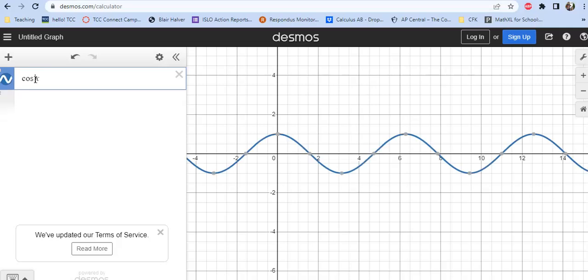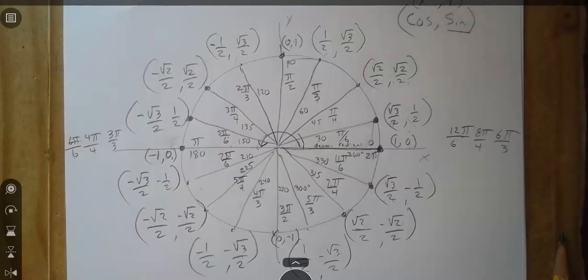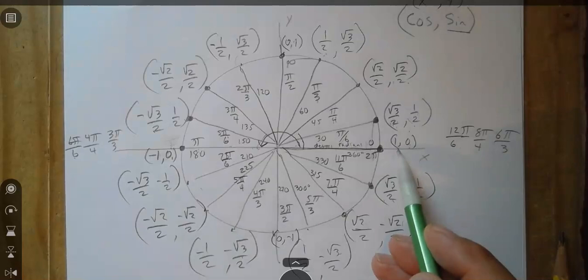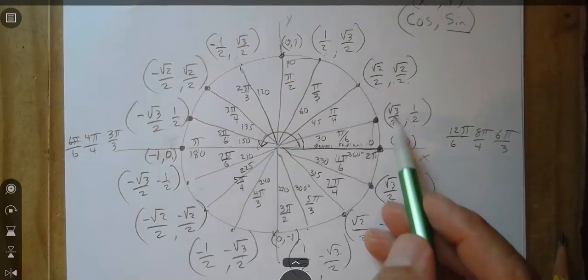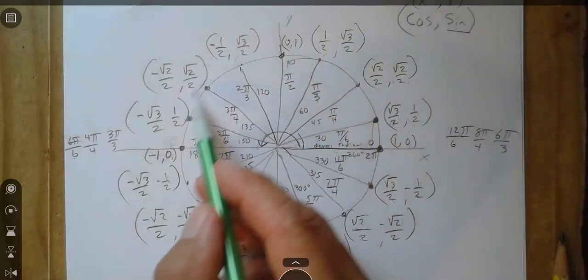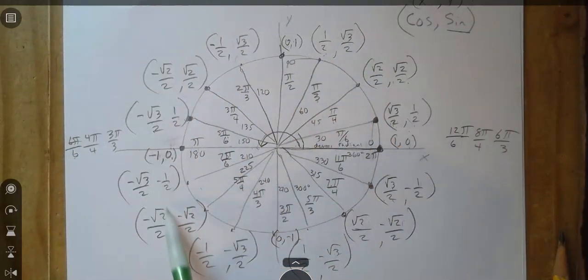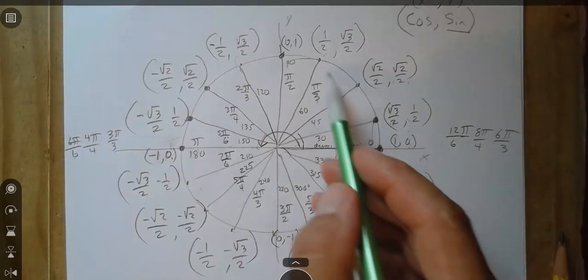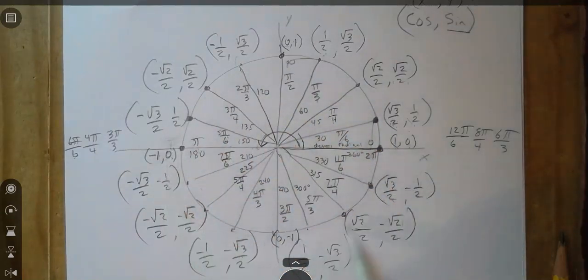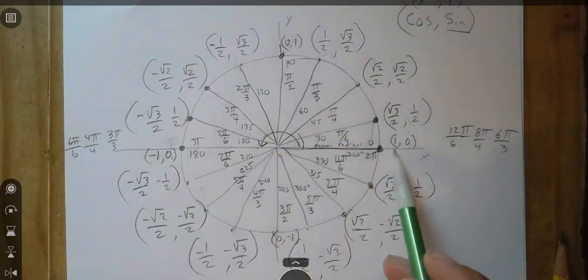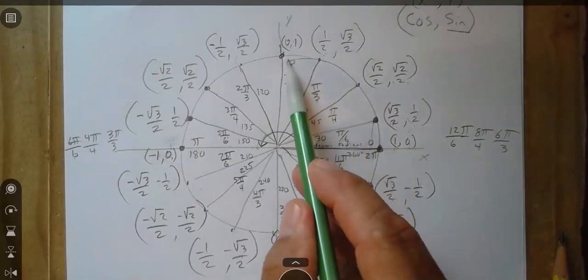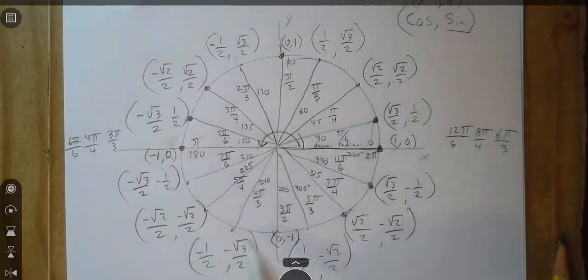So cosine, if I just plug in cosine x, it starts at 1, goes to negative 1, goes to 1, goes to negative 1, but it goes forever as well. Because if I think of cosine, which is my x value, I'm starting out at 1, going to 0, going down to negative 1, going here to 0, and then going back to 1. So 1 to 0 to negative 1 to 0 to 1.